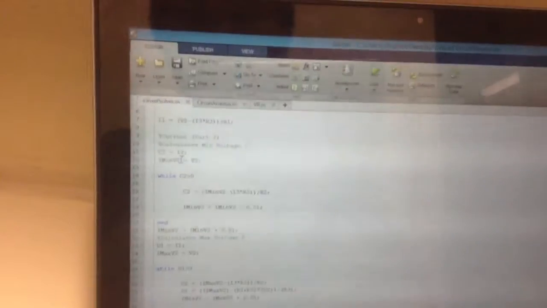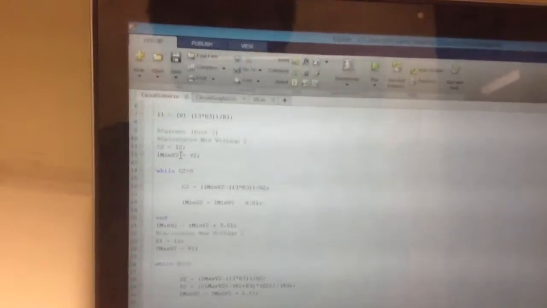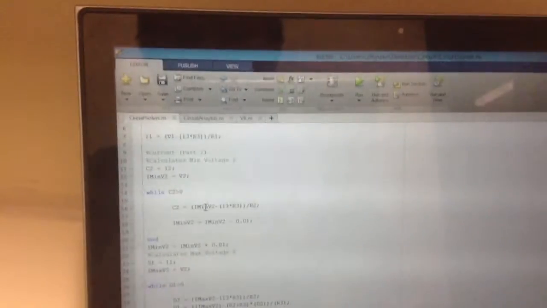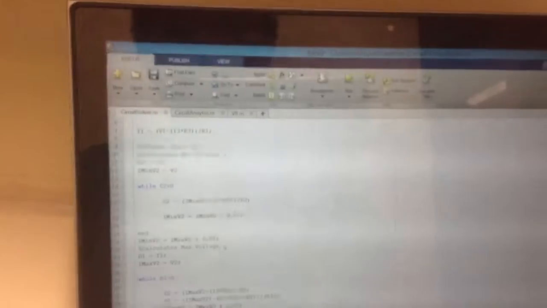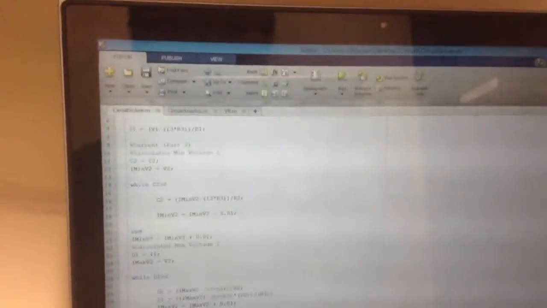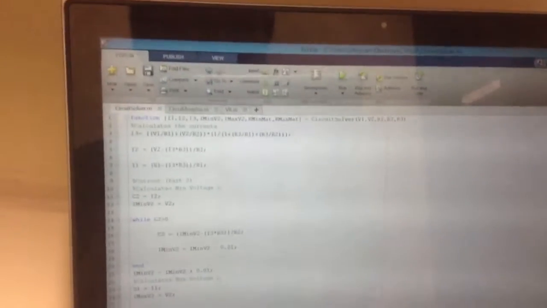Okay, at the beginning, we change the variable names. Change C2 to I2. Change V2 to minimum voltage 2. Okay, use the while loop: C2 greater than 0, which means I2 greater than 0. C2 equals minimum voltage 2 minus I3 times R3 over R2. The equation is still the same as before; just the variable name is changed.